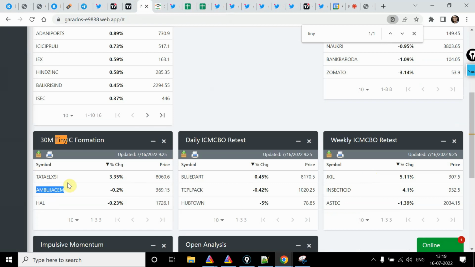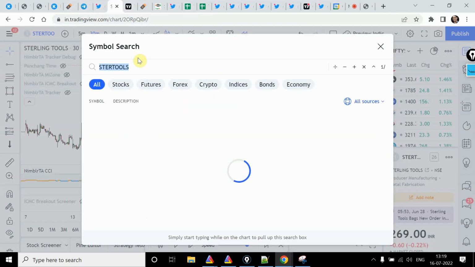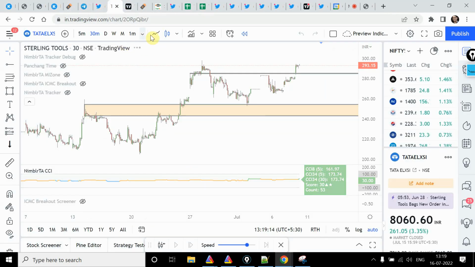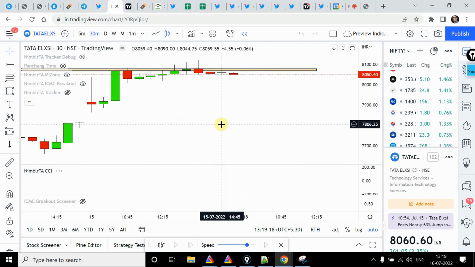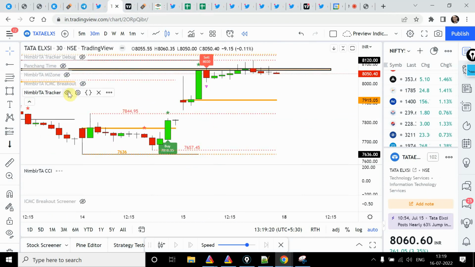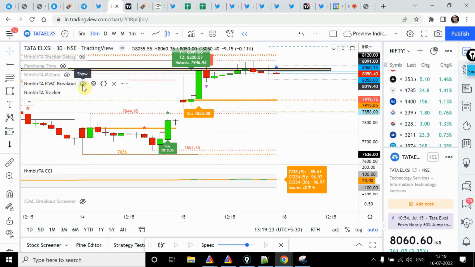So you use Ambuja Cement or maybe Tata LXC. You see the score of it, and then accordingly you can see where you want to place an entry, or where you would like to track and exit. Right? So if you see over here, it will give you the information where the tiny ICs are.